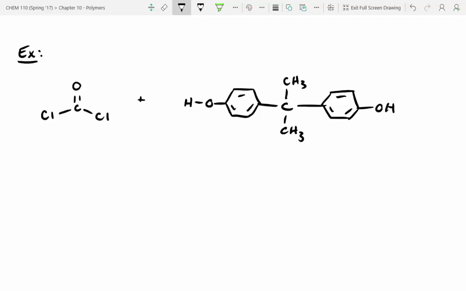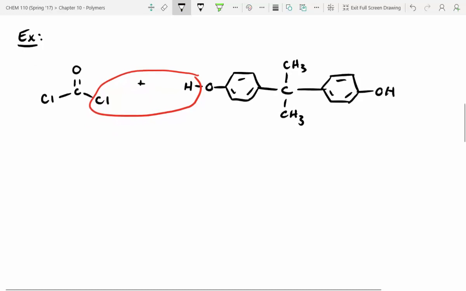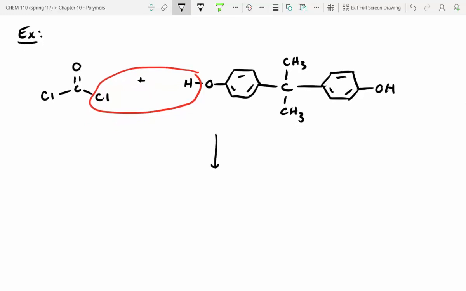The molecule on the left is called phosgene. It's actually a war gas in World War I, but now it's used primarily for making plastics. What do you think the small molecule will be that pops off? We don't have a carboxylic acid anymore. What do you guys think? HCl, exactly. So if we look at this, these two units will fall off and then we'll create a linkage. And you can continue doing this on both sides of each molecule and create a super long chain. So let's make one repeating unit of this.